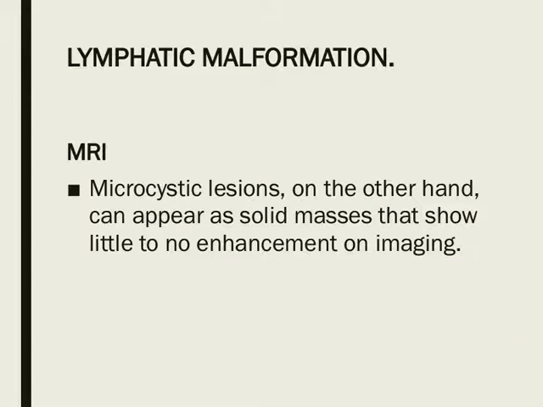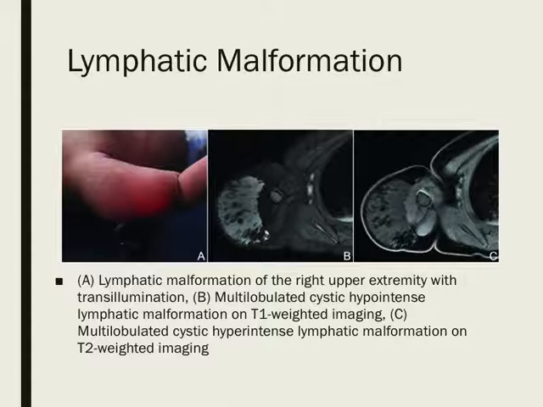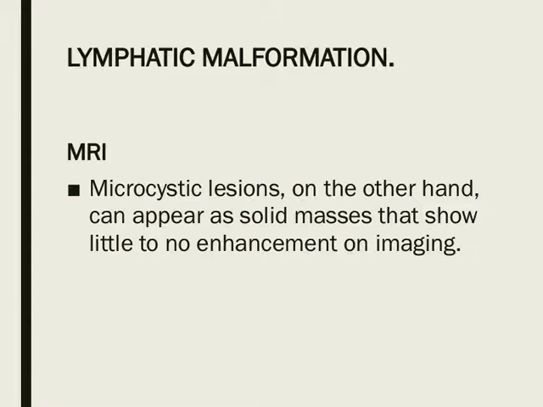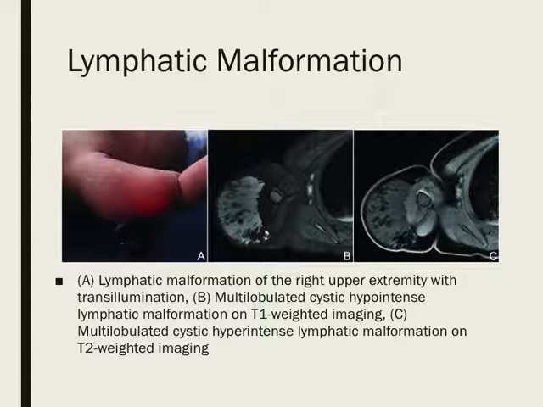With the microcystic, on the other hand, usually they appear as a solid mass because the cysts are tiny, with little or no enhancement at all. Here, this small baby had a mass in the forearm. Putting light on it, it showed that it was transilluminating, suggestive of fluid collection in there. The lesion was seen as a heterogeneous mass with signal void areas. You could see them being bright on T1 and on T2, but brighter on the T1 than the T2 because it has some fatty components.